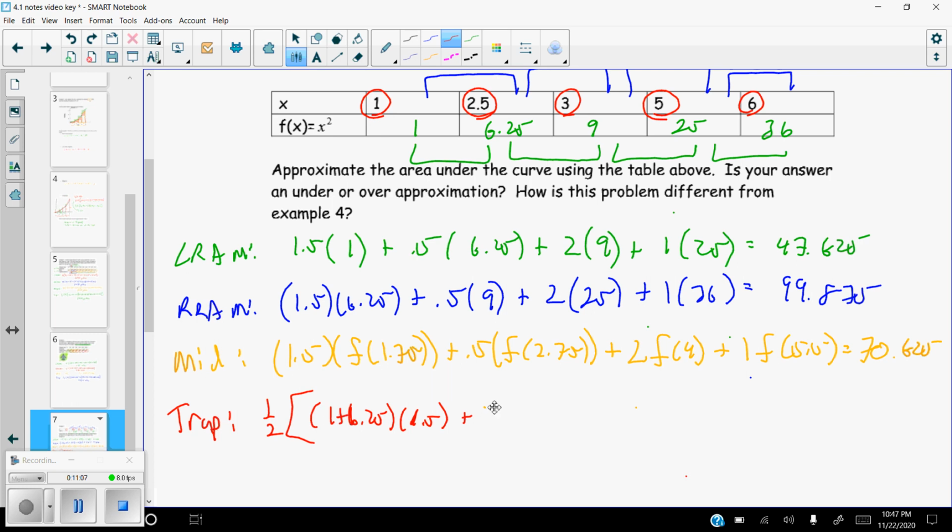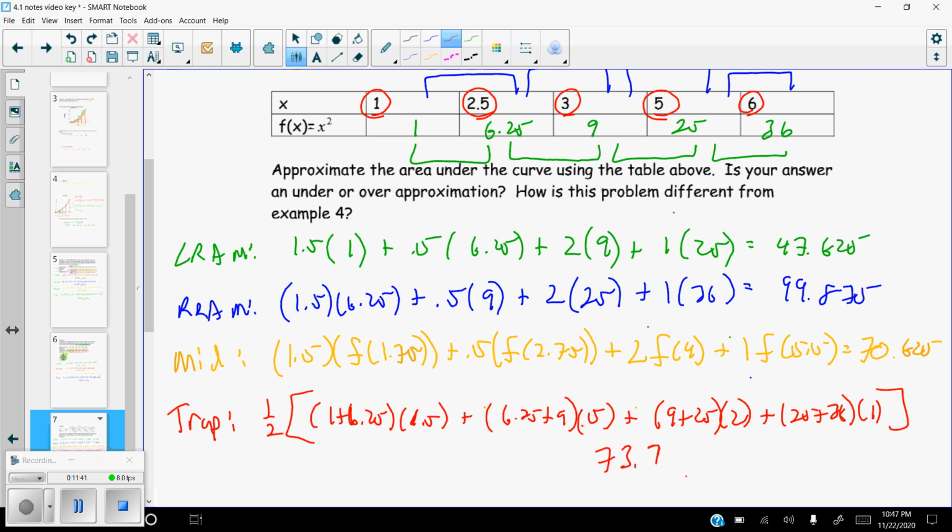Plus, the second trapezoid is going to be 6.25 plus 9, that's the sum of the bases, times the height, which was 0.5. The next one is going to be the sum of the bases of 9 and 25. The height there was 2. And then the last one was 25 plus 36, and the height there was 1. I'm pretty sure that one works out to be 73.75. Again, please do check to make sure that those values are correct.